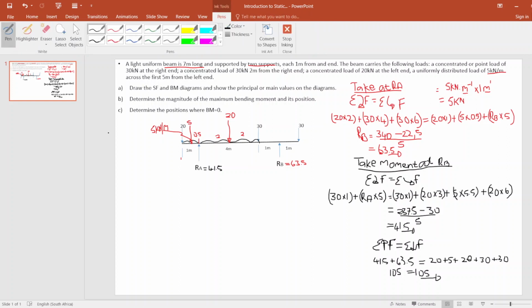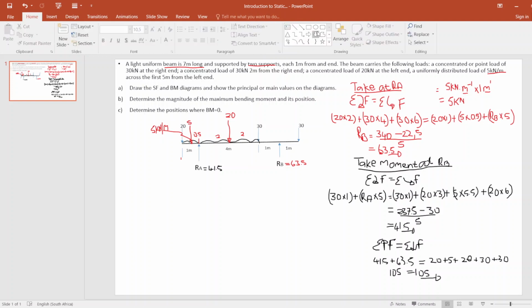Good people. Let's continue with this beam. Let's draw the shear force. One of the things that we said when drawing the shear force, we said on all given forces, we will draw the vertical straight lines. On all given what? Forces. This is the given force, we draw the vertical straight line.